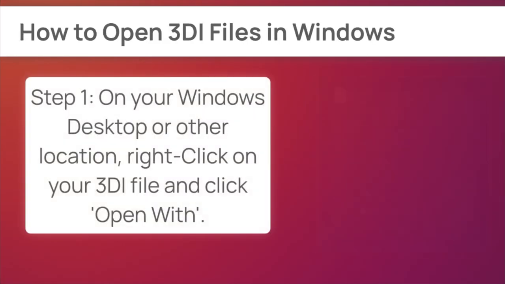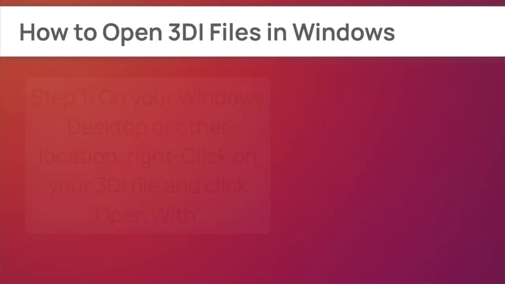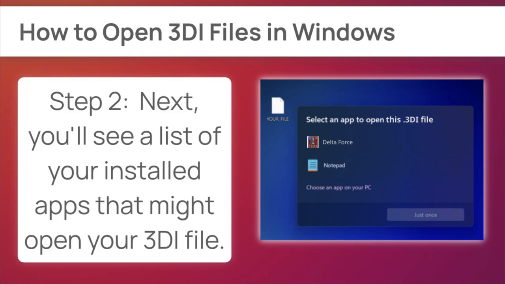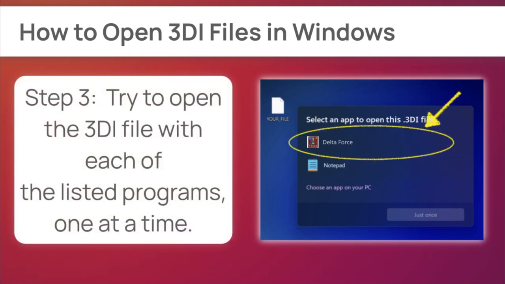To bypass the error, right-click the 3DI file and choose Open With. Test Delta Force if it is an option. If it's missing, select any other program. Some niche tools handle the format better.